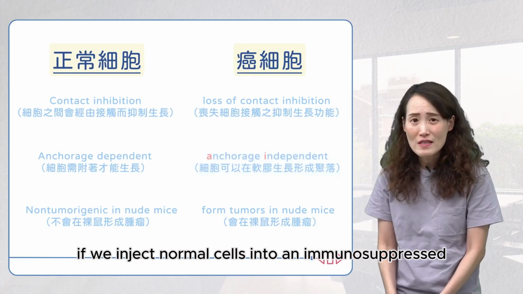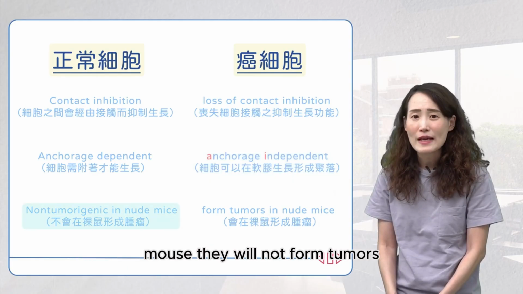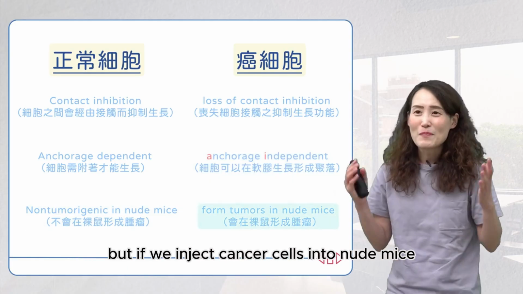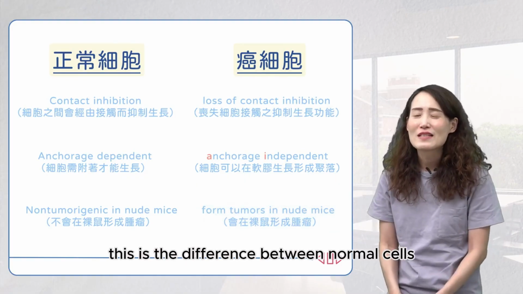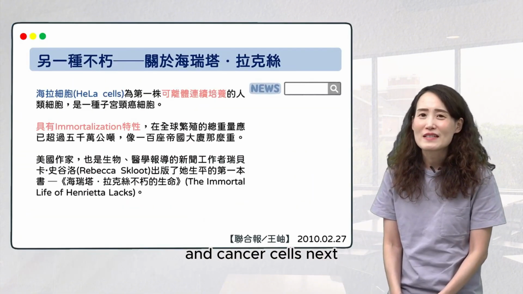Furthermore, if we inject normal cells into an immunocompromised mouse, they will not form tumors. But if we inject cancer cells into nude mice, they can form tumors. This is the difference between normal cells and cancer cells.